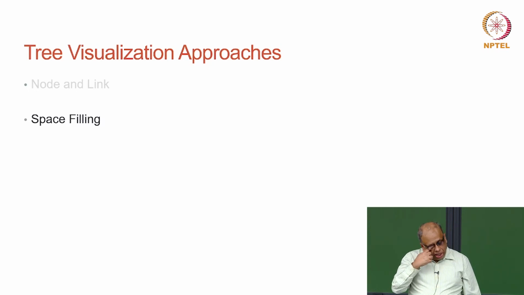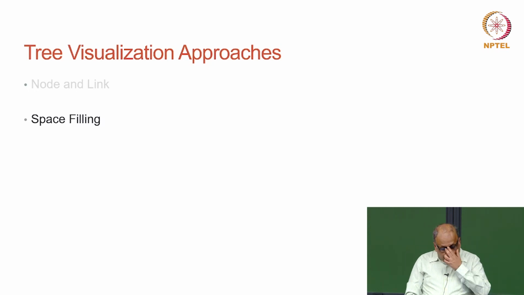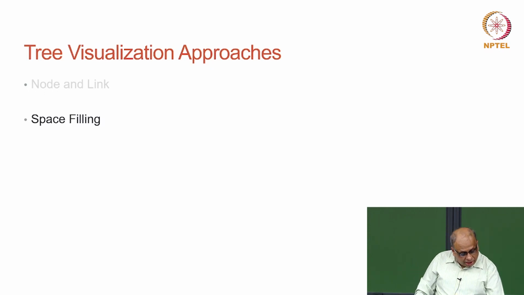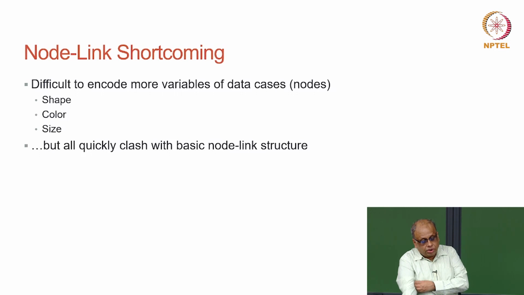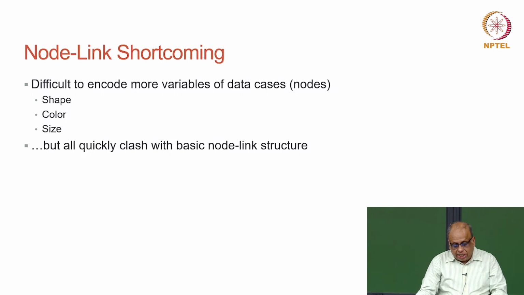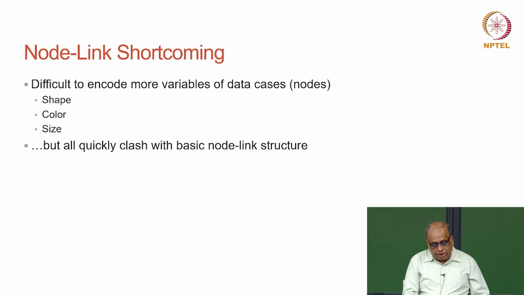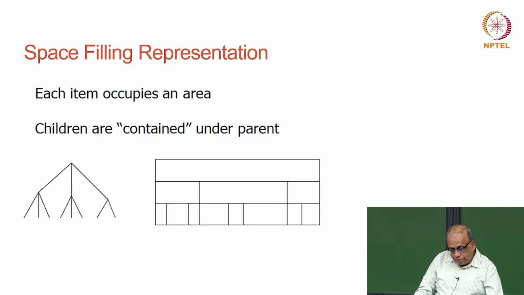So besides node and link, another kind of visualization for trees is the space-filling approach. In node and link, it's difficult to encode more variables for the node. You can use shape, color, and size, but all quickly clash with the basic node-link structure. And so another approach was created which became very popular, where each item occupies an area and children are contained under the parent.